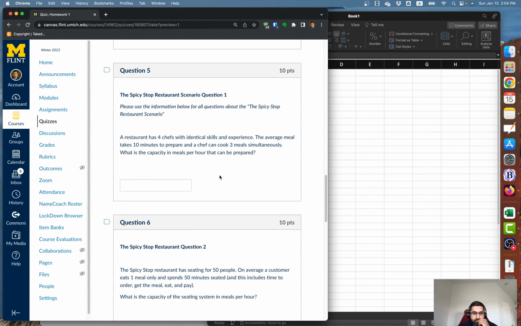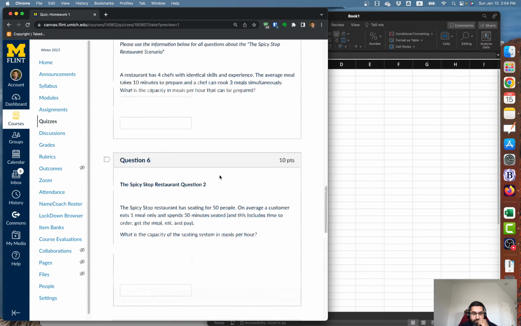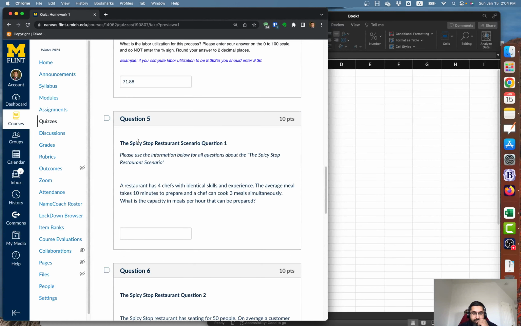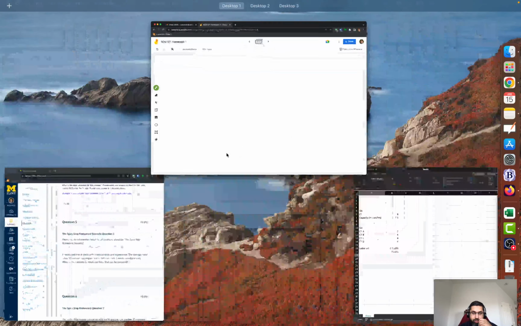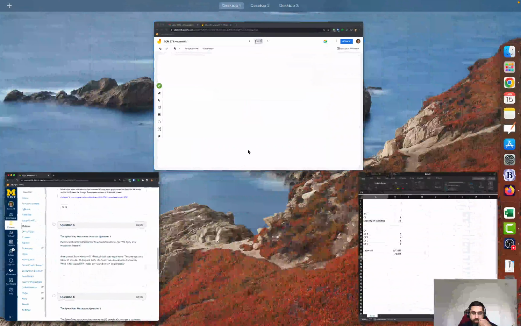Okay. Question number 5. Spicy Stop Restaurant. So a restaurant has 4 chefs. The average meal takes 10 minutes to prepare, and a chef can cook 3 meals simultaneously. What is the capacity in meals per hour that can be prepared? So again, interesting question. So we have 4 chefs.